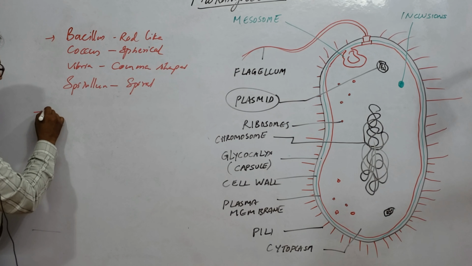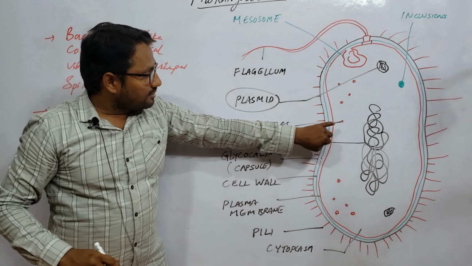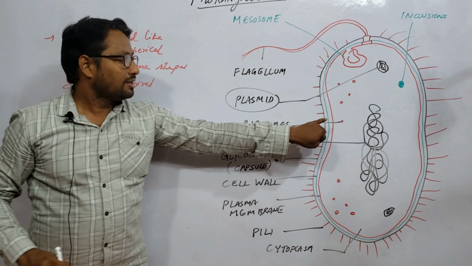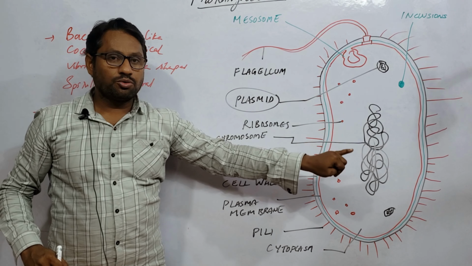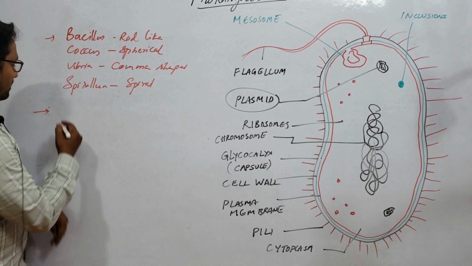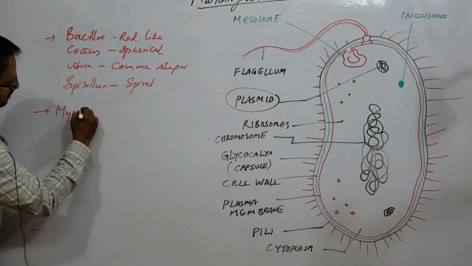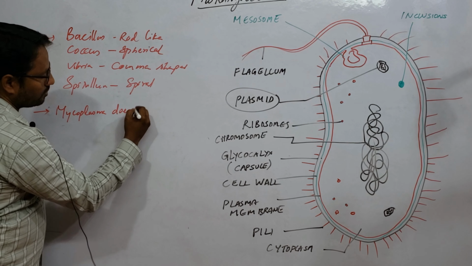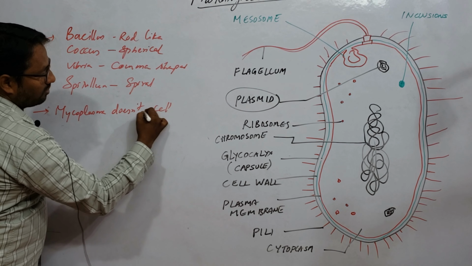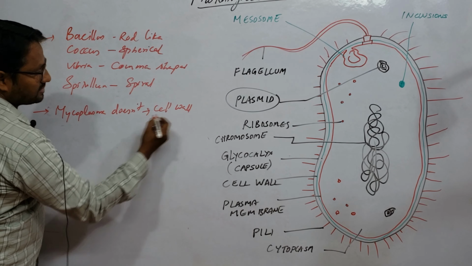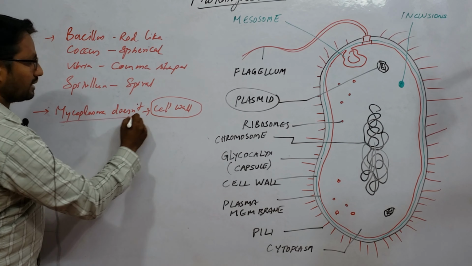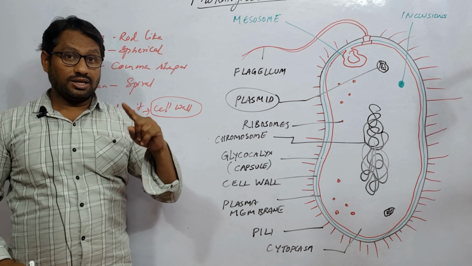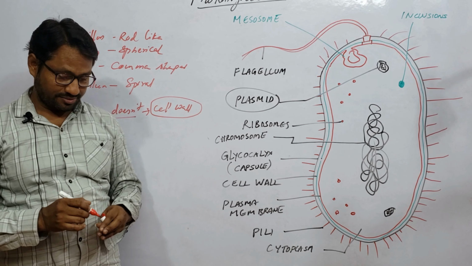All prokaryotes have a cell wall. This is common in all prokaryotes except mycoplasma. Mycoplasma doesn't have a cell wall. The rest of the bacteria have a cell wall, which is common, and the cell wall is also found in eukaryotes, in plant cells.